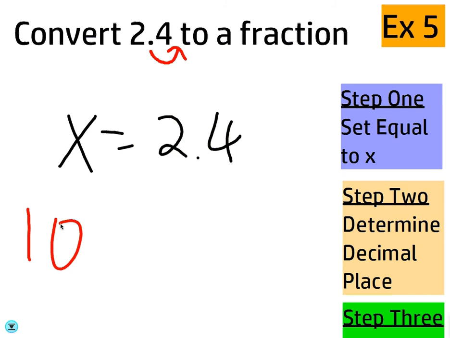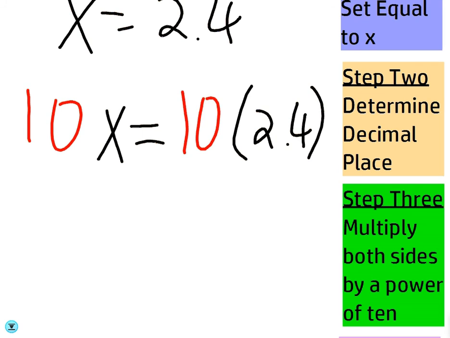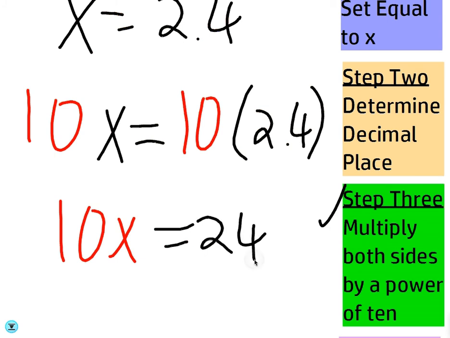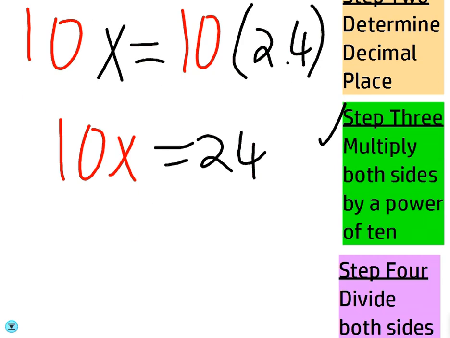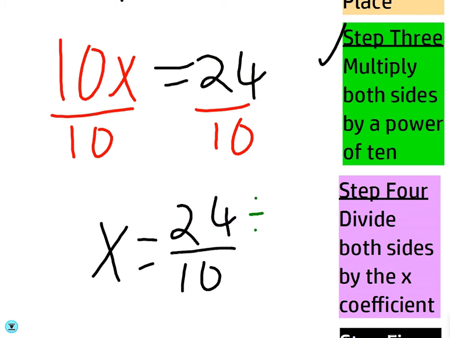So we get 10 times x is equal to 10 times 2.4. All right, so we get 10x equals, decimal goes away for that step, 24. Divide both sides by 10. X equals 24 over 10. All right, how do you reduce that? Is it just 2? Yep, you're right.